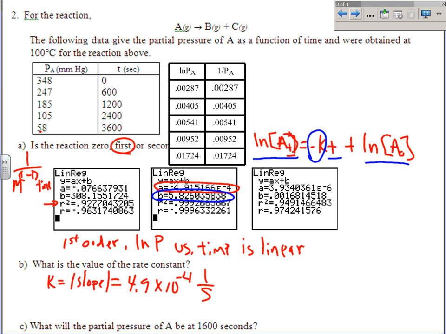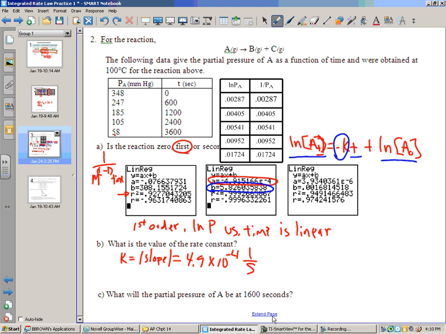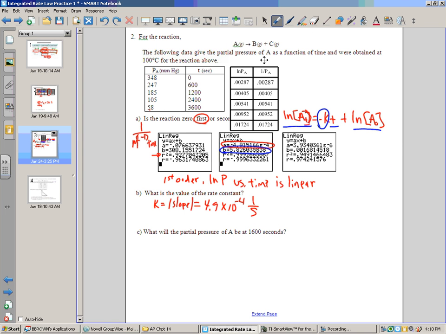So you set up your equation. Let's see if I can get a little more room here to do this particular calculation.